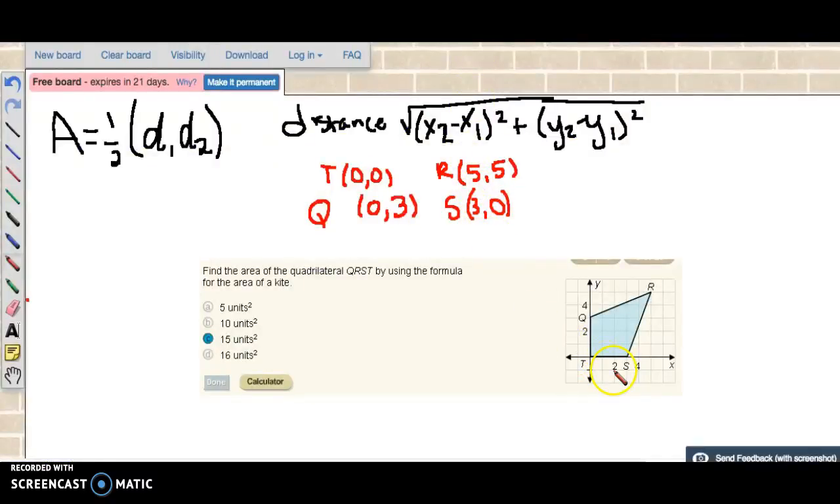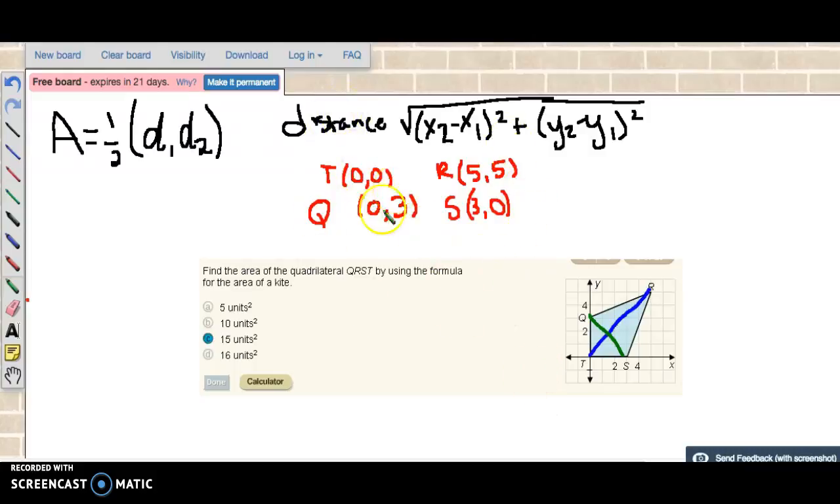But how do we find the diagonals when they're not labeled for us? In this case, we have to use the distance formula between the 2 points. So point T to point R, I'm sorry, is diagonal 1. And then we've got Q to S, which will be diagonal 2. Once we find those lengths, we can multiply and find the area. So first we have to find that.